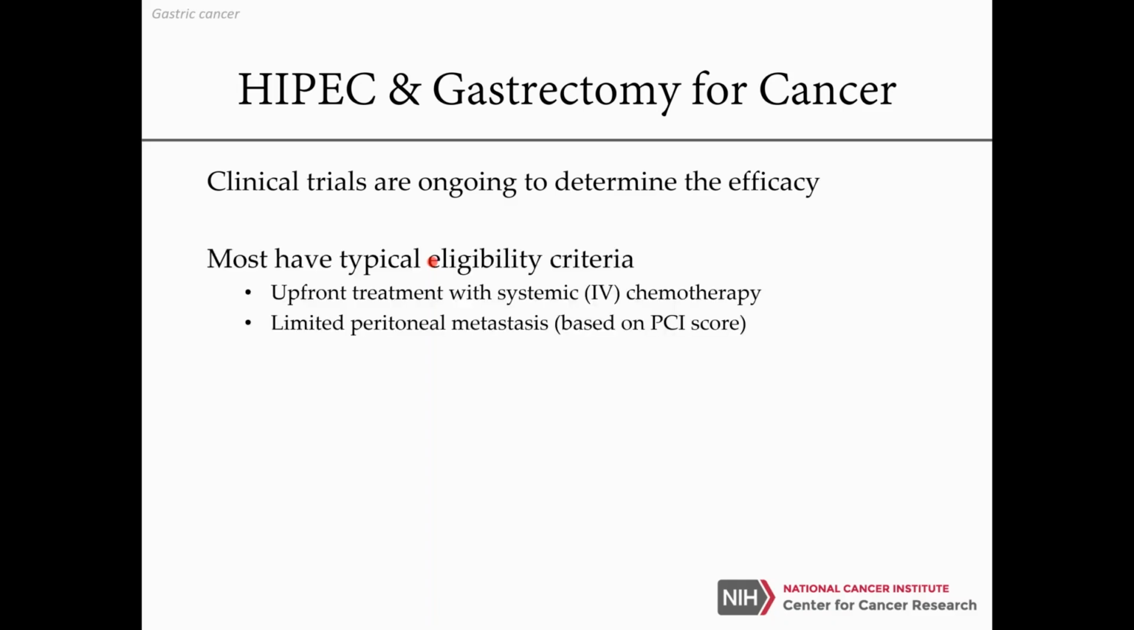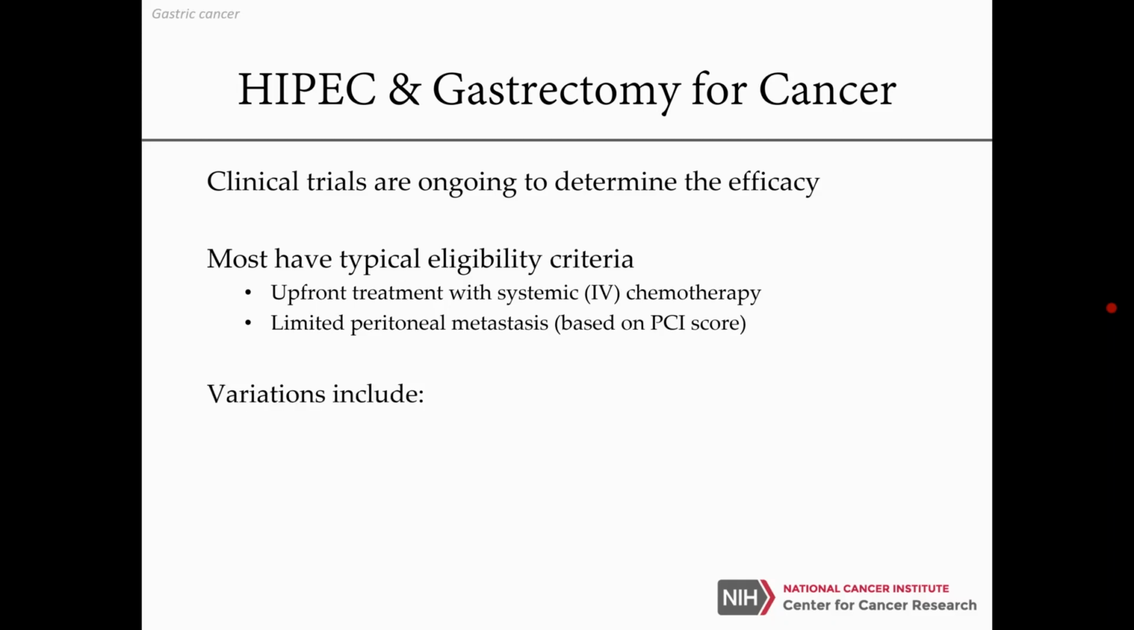Most of these studies have typical eligibility criteria. This is that they usually require upfront treatment with systemic chemotherapy. So most patients will need to have received IV chemotherapy. And the other thing we look for is limited peritoneal carcinomatosis or metastasis, meaning we want to see that there's relatively a low burden of cancer in the abdominal cavity, and this is based on something called the PCI score.